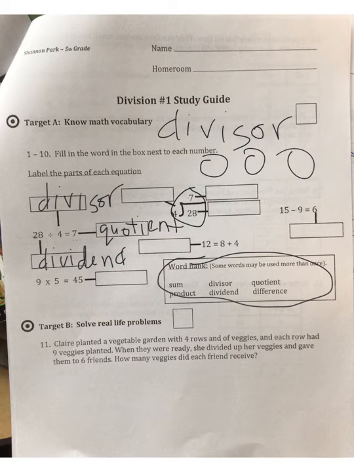Now we're going to get to some story problems. A lot of these story problems are using arrays. They're talking about rows. Claire planted a vegetable garden with 4 rows of veggies. It should be rows of veggies, not and veggies. Each row had 9 veggies planted. So here she has 4 rows, and sometimes it's helpful to draw a picture. You don't have to. Each row had 9 veggies.